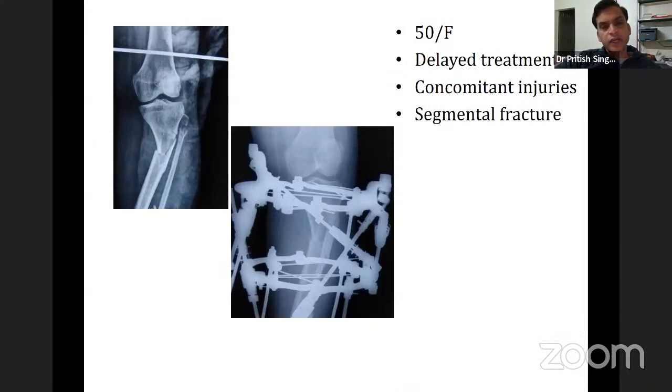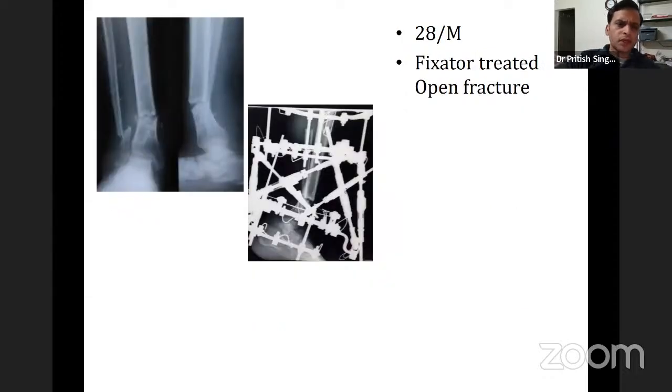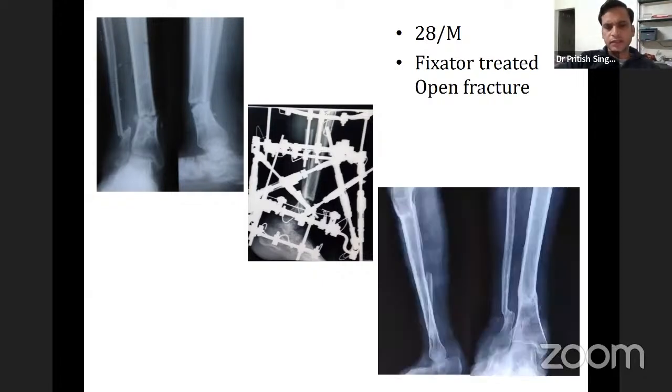Software-guided realignment in periarticular fractures: a patient with, say, a proximal tibia fracture. This patient presented to us with delayed presentation because of her head injury and pelvis injury and other things. She was treated by software-guided realignment, and this was her final result after healing. Again, a distal tibial diaphyseal fracture or periarticular fracture. It was an open fracture, which was initially managed by an external fixator, and later on converted to a ring fixator, and alignment was achieved using a hexapod. This was his final result.